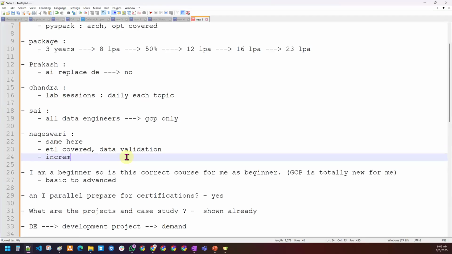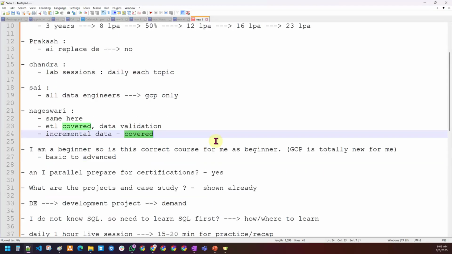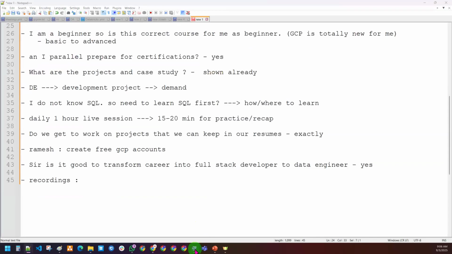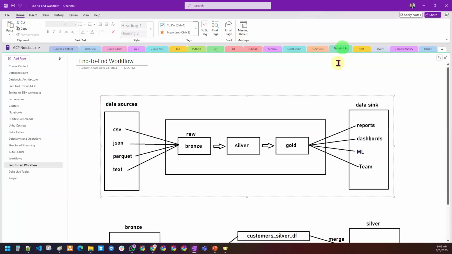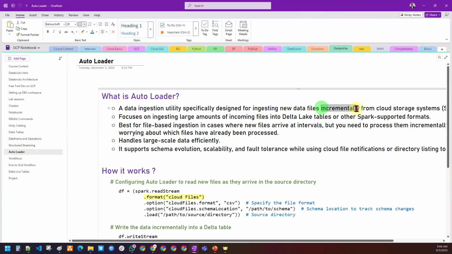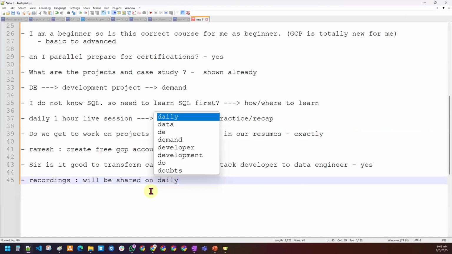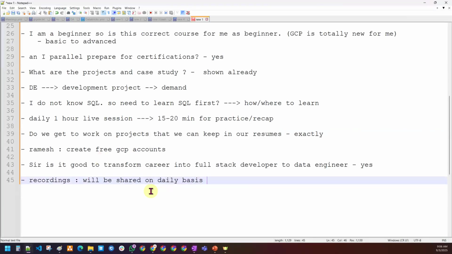Incremental data, yes, important. You might have seen Databricks Autoloader, for example. I'm going to show you also how incremental loading will happen with the data, with example scenarios. Recordings will be shared on a daily basis. Once the session is completed, you will get the recording of that particular session. You can rewatch.